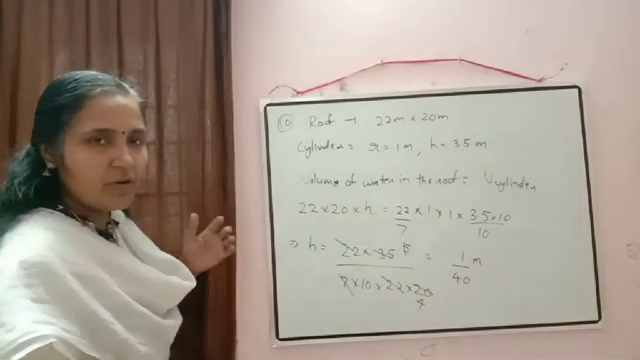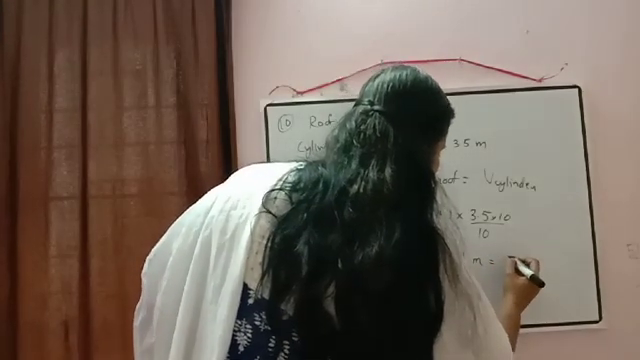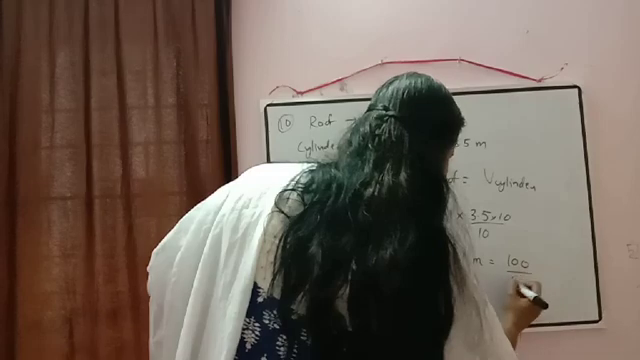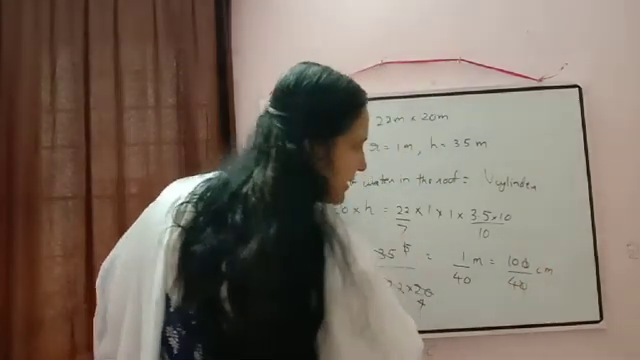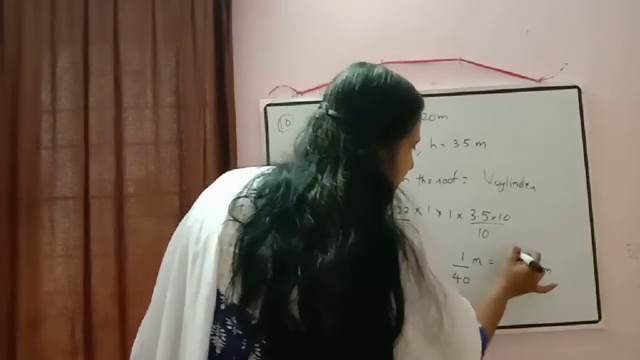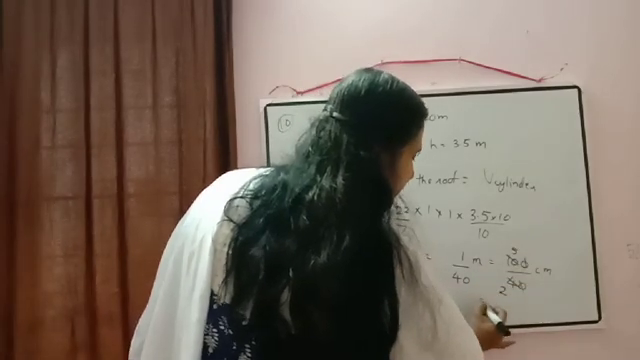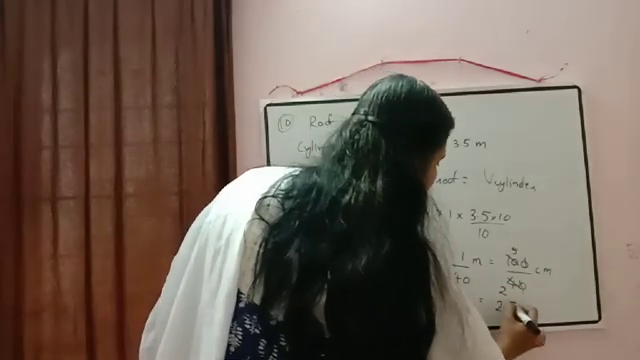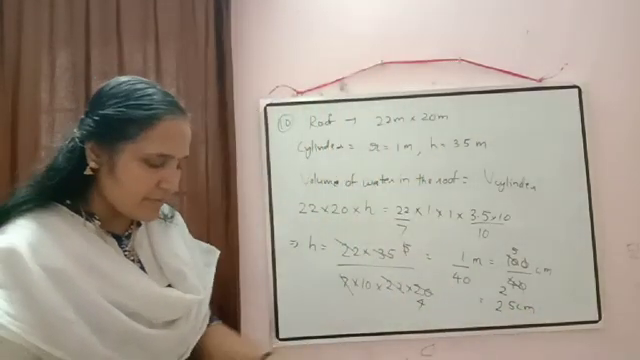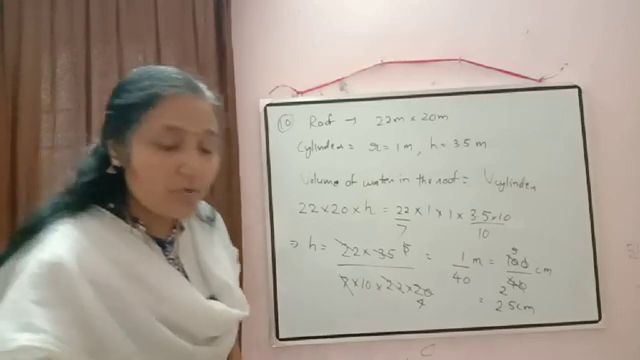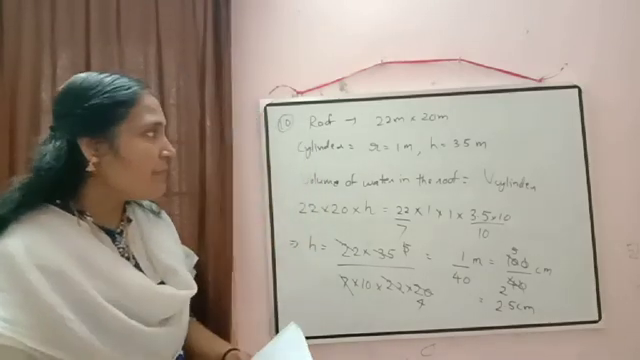meter. Now, if you have to convert into centimeters, what do we have to do? Yes, we have to multiply it by 100. So we will get here 100 by 40 centimeters. Just to cancel it, 10 and 10 will get cancelled. 2 5s are 10, 2 2s are 4. 5 by 2 centimeter, which will be equal to 2.5 centimeters. You have to do that if you don't want your answer in fraction.